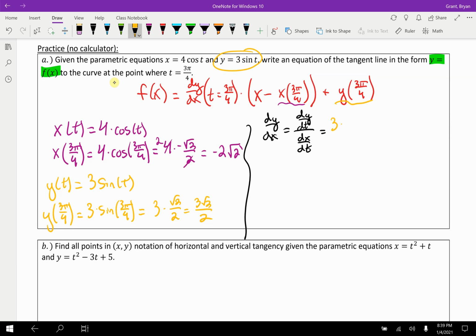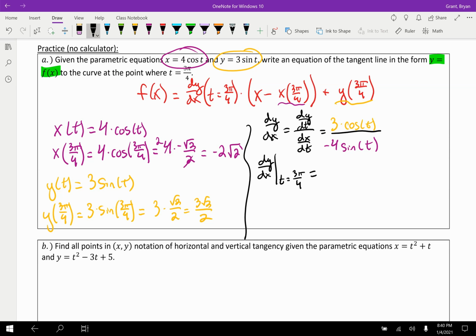So the derivative of y will be 3 times, instead of sine, the derivative is cosine of t. Easy enough. And then we need dx dt, which I did in purple earlier. So the derivative of this will be, don't forget, the negative 4 sine of t. Nice. I think from here we need to evaluate, and we can use that Leibniz notation where we put that bar. We need to evaluate at a time of 3 pi over 4.